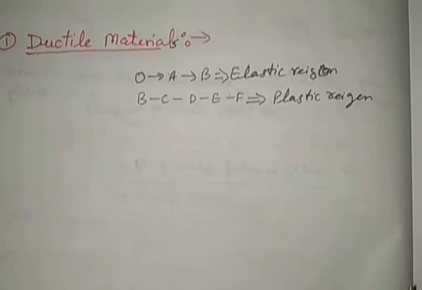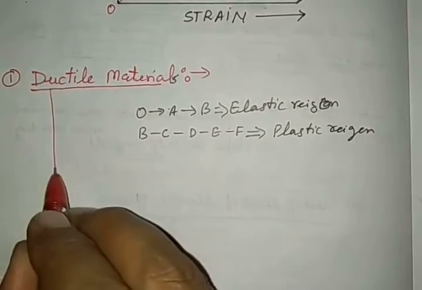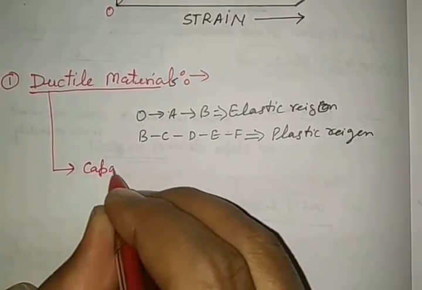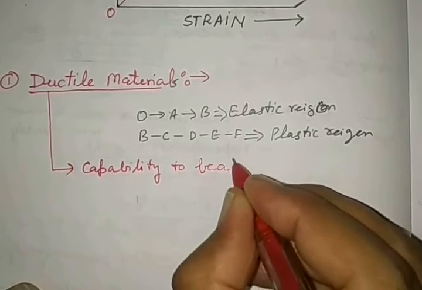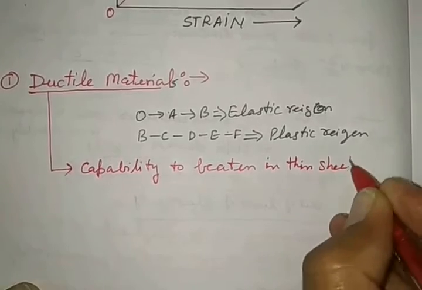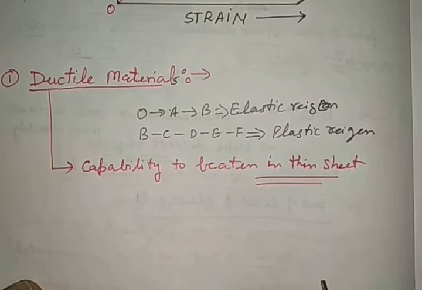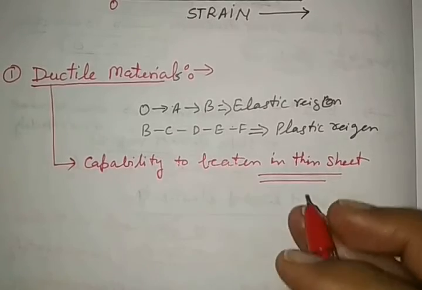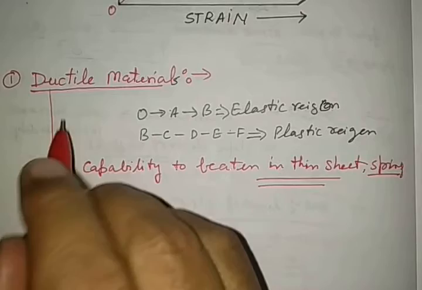The first category is called ductile material. Ductile material means ductility. What is it? Ductility refers to the capability to be beaten into a thin sheet. So a material is said to be a ductile material if we can make a sheet or a spring of it. That is called a ductile material.